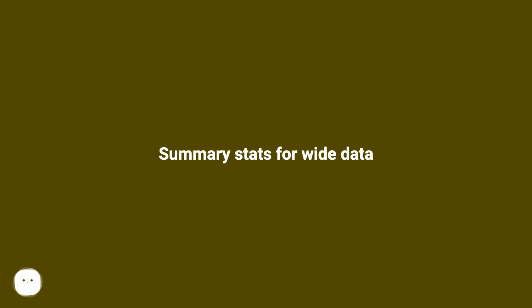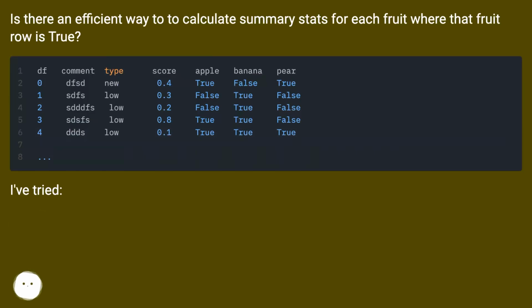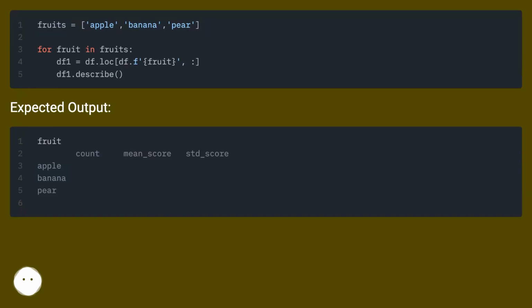Summary stats for Y data. Is there an efficient way to calculate summary stats for each fruit where that fruit row is true? I've tried. Expected output.